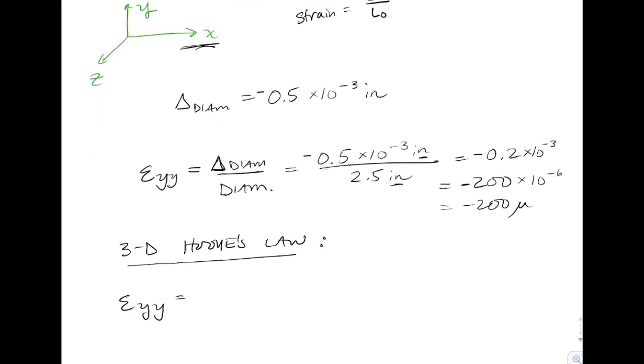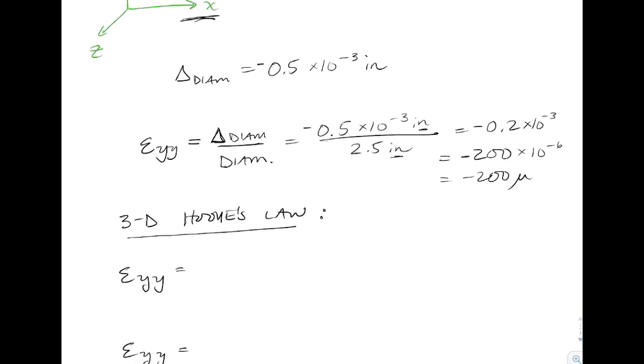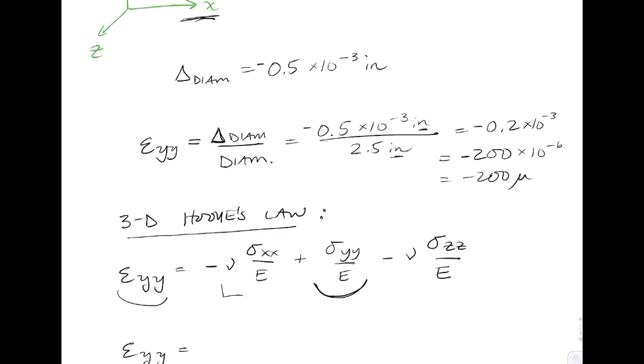So we're ready to explore our Hooke's law. The 3D Hooke's law involves the strain in the Y direction from all three stresses, X, Y, and Z. So this just comes right off of your equation sheet. Normal strain in the Y direction results from a direct stress in the Y direction. It also is produced by a stress X and Z through Poisson's ratio.